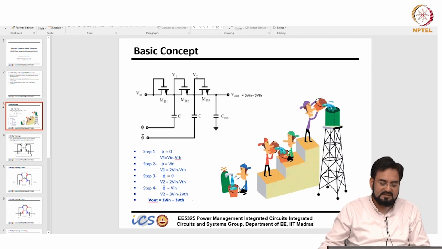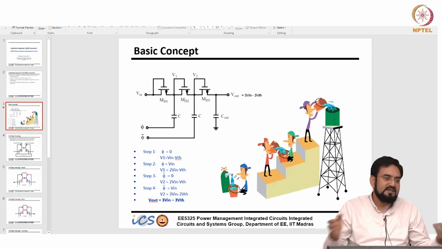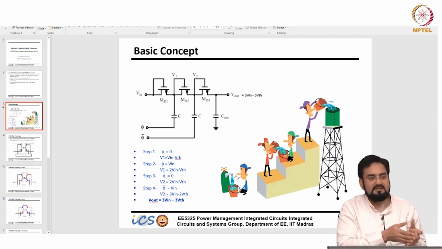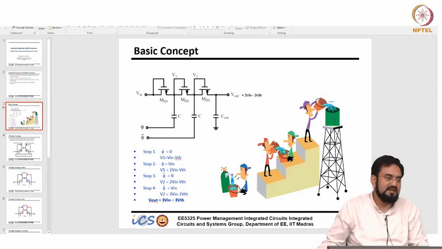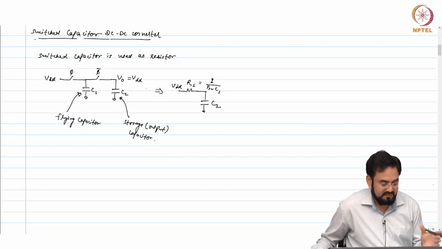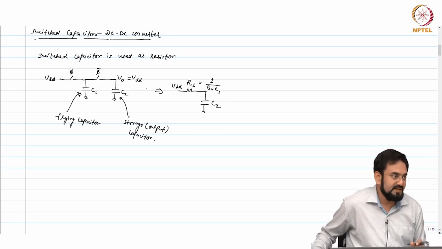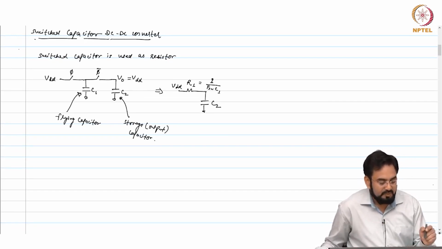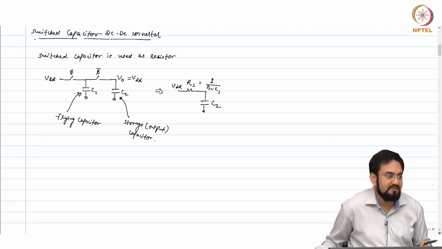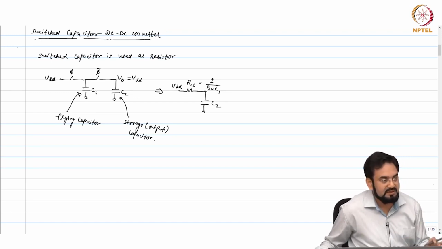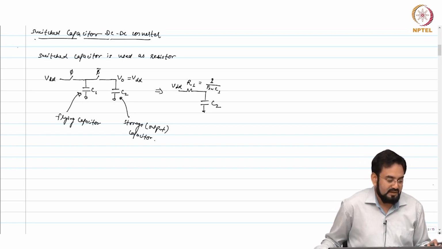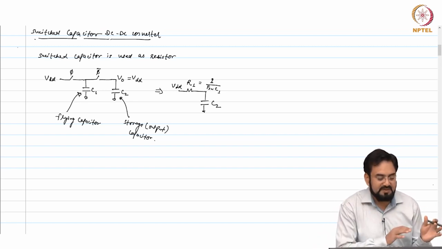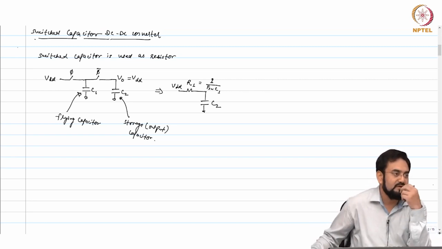And this source is your VDD, so it has an infinite charge. You can keep filling your bucket and transferring into that output. This was simple, Vout equal to VDD. One important thing you need to remember here: your final output will only depend on the flying capacitor, not on the output capacitor.